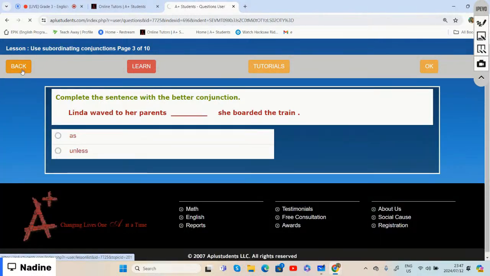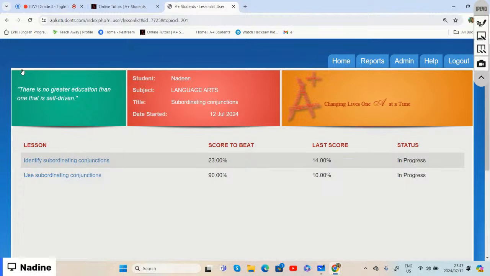Okay, so this is the end of our lesson on subordinating conjunctions. We said subordinating conjunctions are words that join two simple sentences within a sentence. We also made mention of words that are subordinating conjunctions that are used to connect either words or phrases within a sentence. So this is the end of our lessons, grade 3.